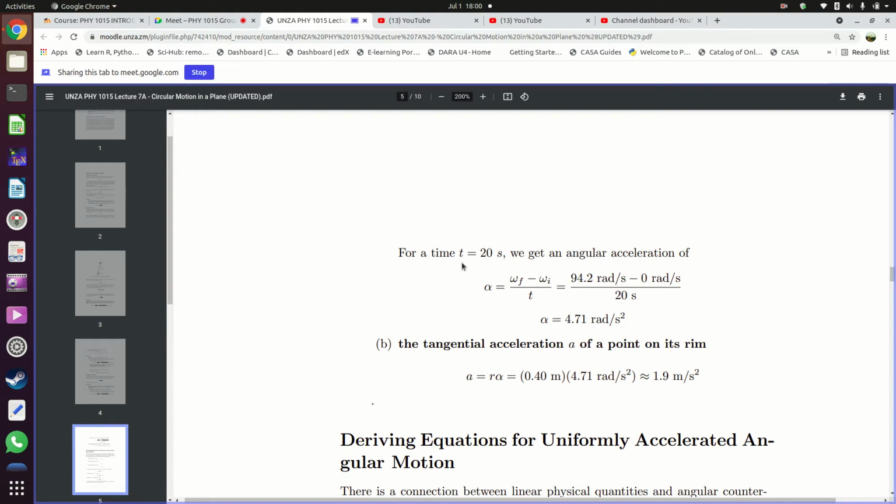Yes? What's the difference between the angular speed and the angular velocity? It's the same. The same. Yes. Any other question?